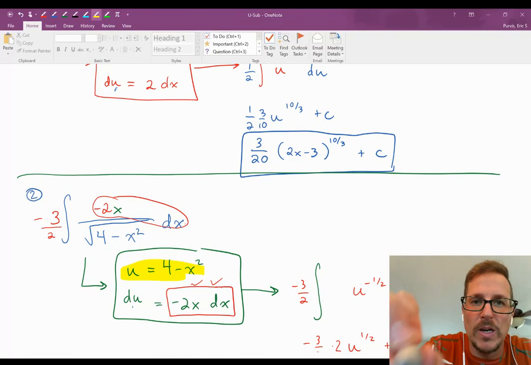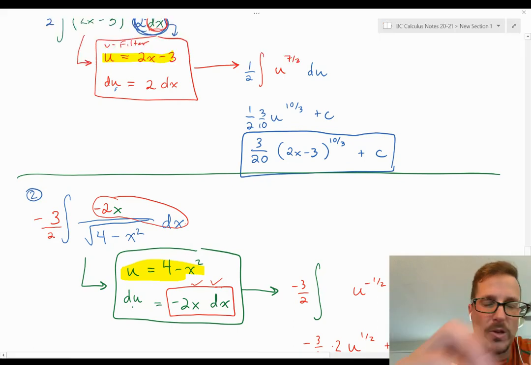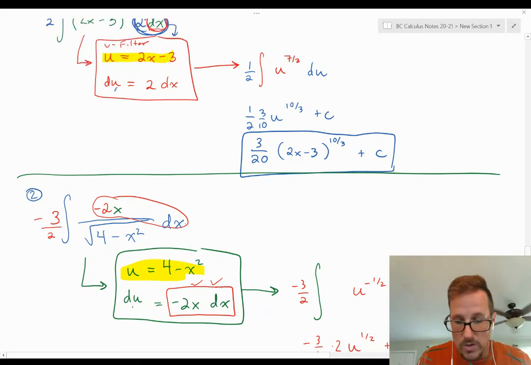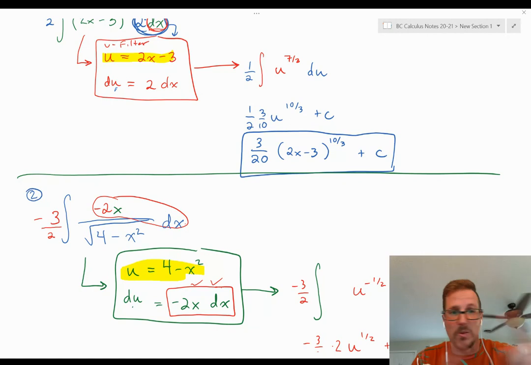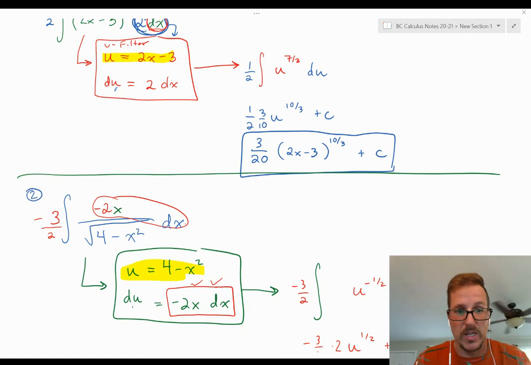So I just want to highlight something for you guys real quick. U is normally going to be the function within the function. It's that piece that's inside of some other function. Or the u could be, if the derivative of one thing is somewhere else in the integrand, you can also do u substitution because that derivative part is going to get gobbled up by the du.